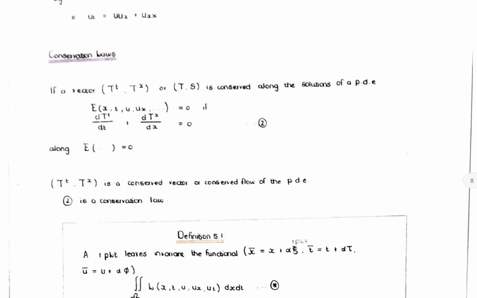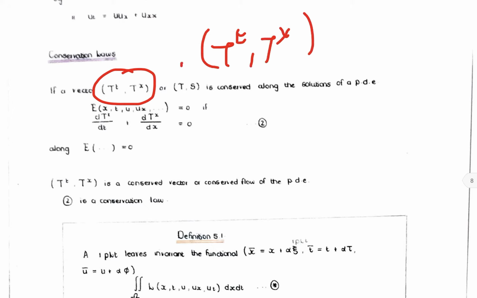Then the definition of a conservation law for the multivariable case. So a vector (T^t, T^x), sometimes I refer to it as t and s, is said to be conserved, or is a conserved vector or a conserved flow, if the closed form there is satisfied. That is, the total derivative of T^t with respect to t plus the derivative of T^x totally with respect to x equals 0 on the solutions of the partial differential equation.